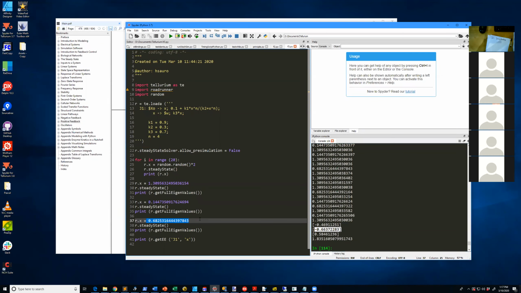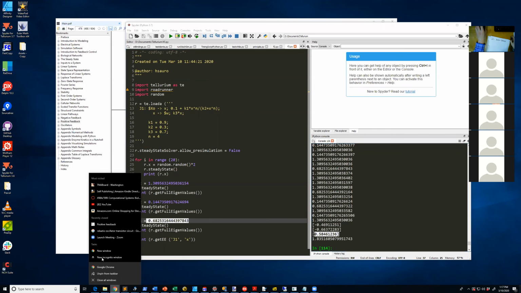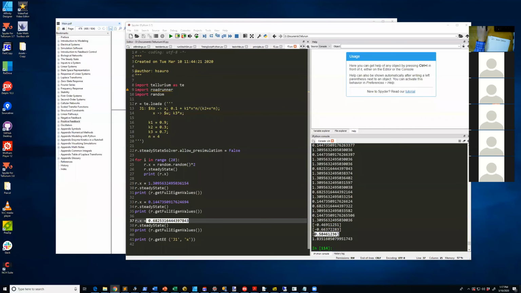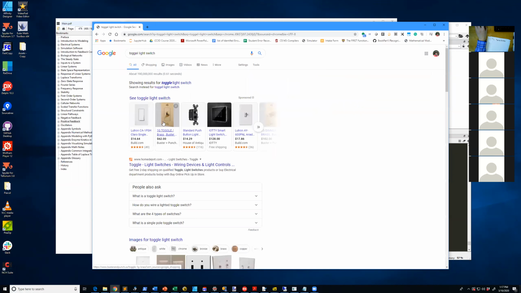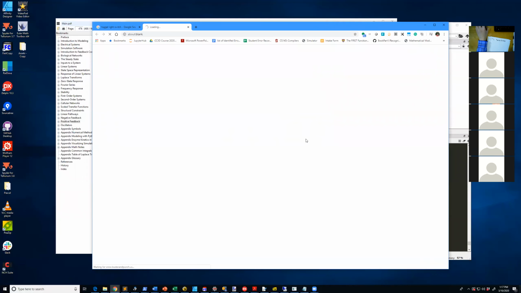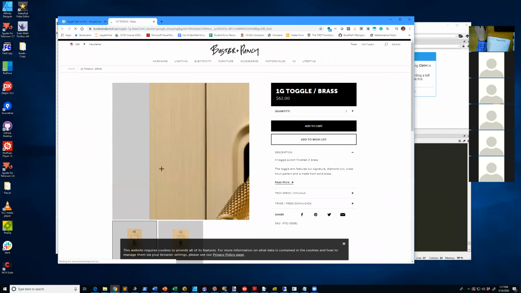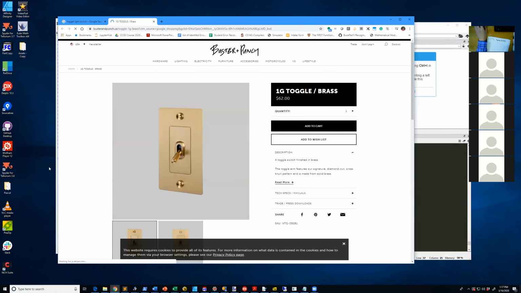All right. Now, if you ever messed with a toggle light switch, let me see if I can find a picture of a toggle light switch. Yeah, here we go. So this picture here, which comes up any minute now, there we go. This thing here is actually a system that has 3 steady states.